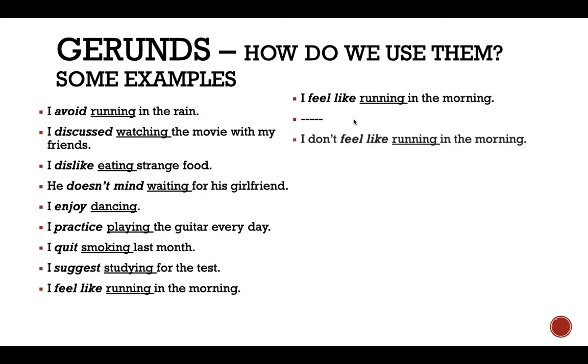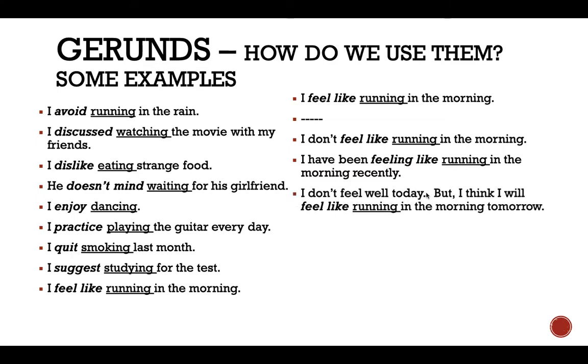We can use these. So I feel like running in the morning. You can use a negative. I don't feel like running in the morning. We can use different forms of verbs. I have been feeling like running in the morning recently. So you can see this here stays the same. I don't feel well today, but I think I will feel like running in the morning tomorrow. So you can change the time, but this still stays the same, right? Feel like running. Suggest running.